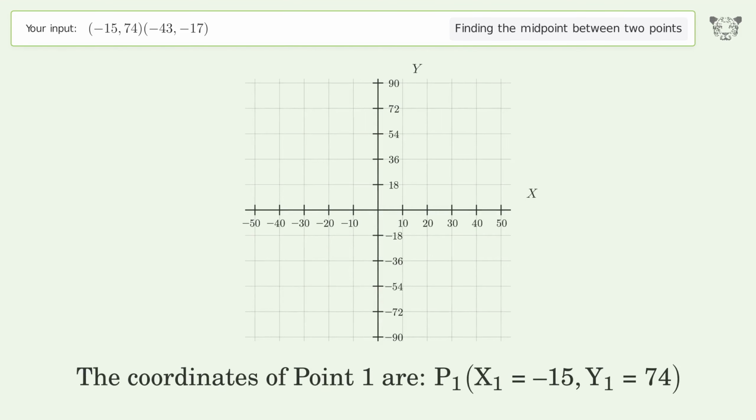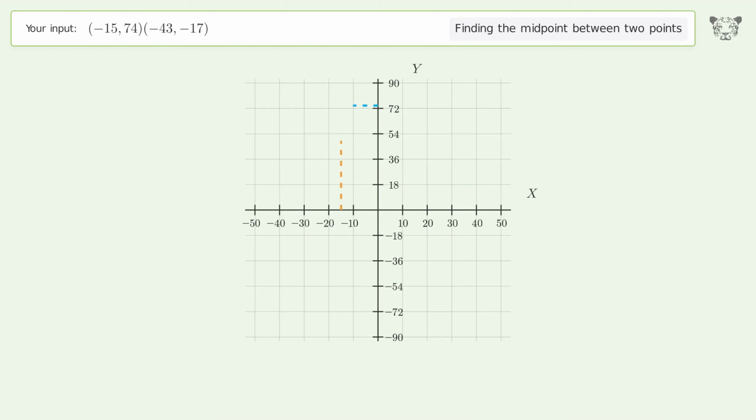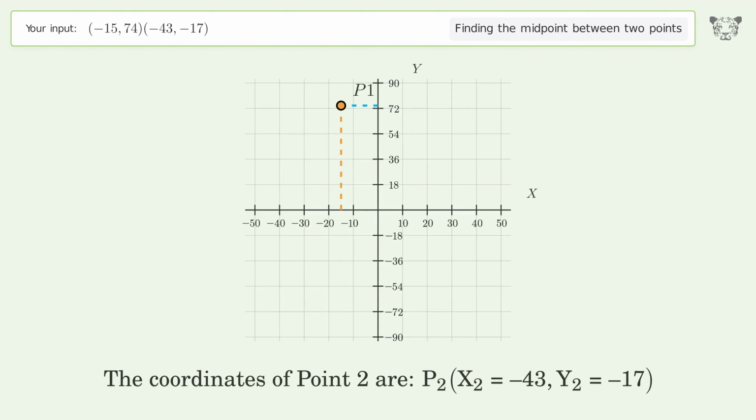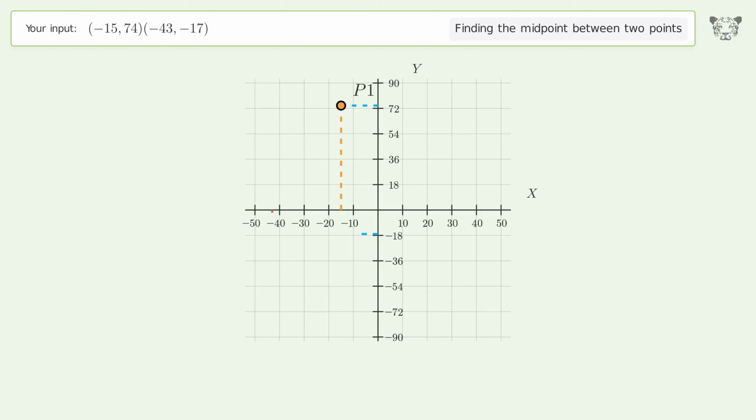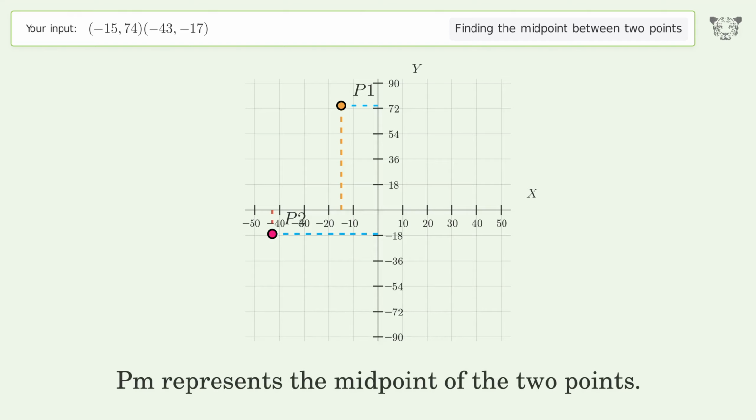The coordinates of point 1 are, x1 equals negative 15, y1 equals 74. The coordinates of point 2 are, x2 equals negative 43, y2 equals negative 17. PM represents the midpoint of the 2 points.